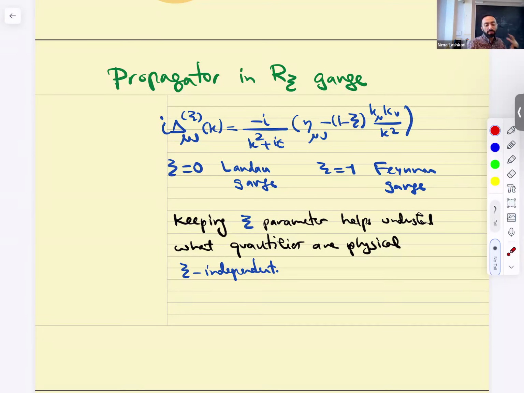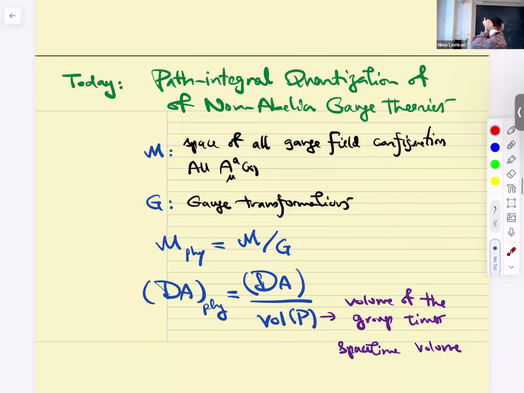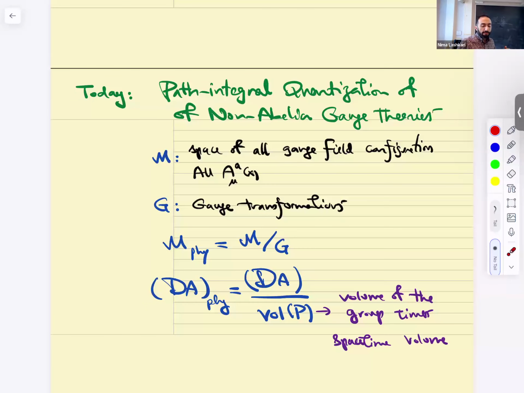Now, today I'm going to make a big deal out of this R-xi gauge. So today we're going to do the path integral quantization of non-abelian gauge theories. Whoops. All right, let me not try to summarize before going through it. Good. So what are we going to do? We're going to do path integral quantization of non-abelian gauge theories. Let's call M, I've been using the term M in other places. Give me a name.